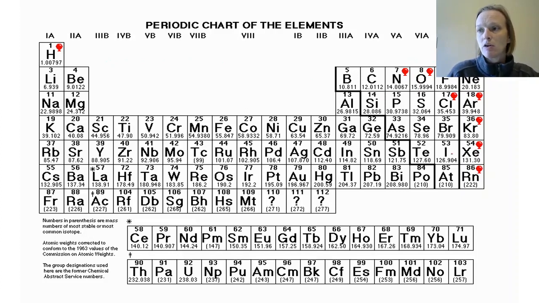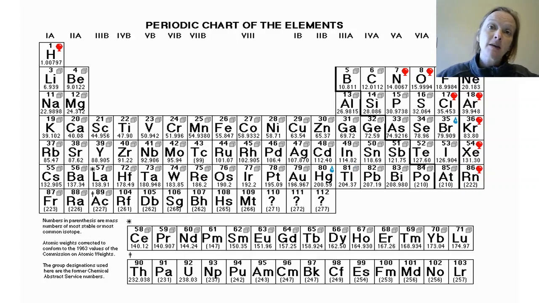They're mostly here on the right side of the periodic table, all of group 18, fluorine and chlorine, oxygen and nitrogen. And also don't forget hydrogen over here. There are just two elements that are liquids at room temperature. We have mercury with the atomic number of 80 and bromine with the atomic number of 35.